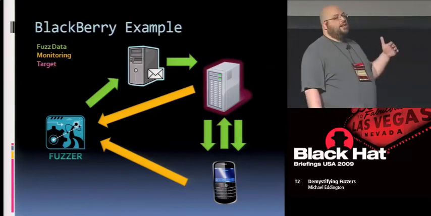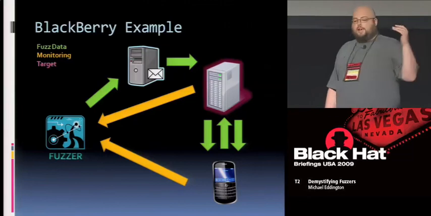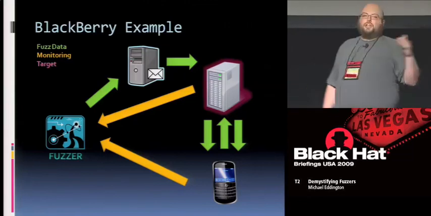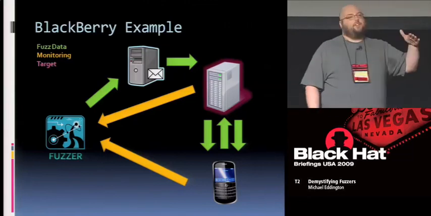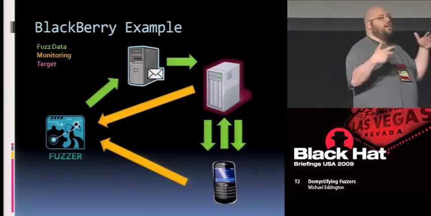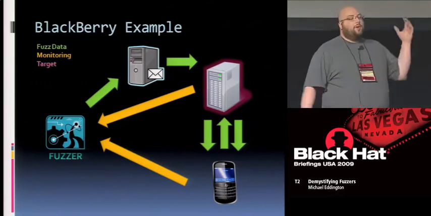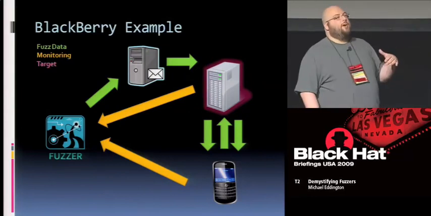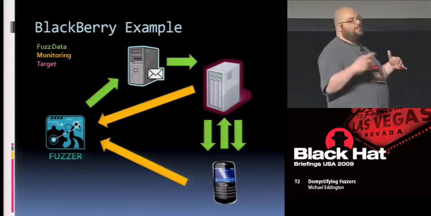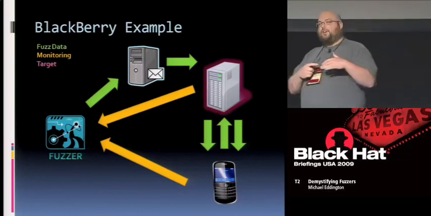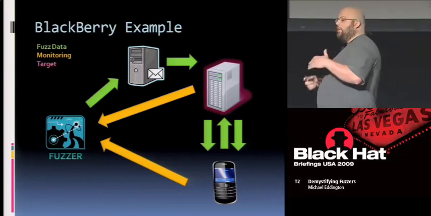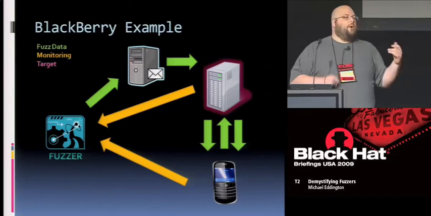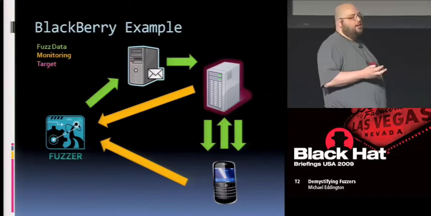Since my target is that attachment service, I need to inject email into the email server with my fuzzed attachment on it. I need a debugger attached to the attachment service, and then I have software on the BlackBerry that has to request the email, then request the attachment, and then notify my fuzzer that I got the attachment or we timed out.